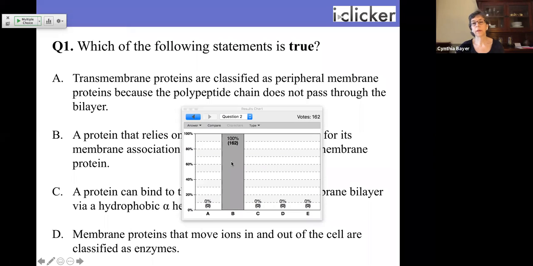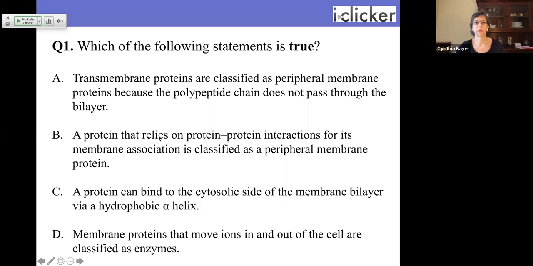And the one statement that is true would be B. The protein that relies on protein-protein interactions is a peripheral membrane protein. Transmembrane proteins are what we call integral proteins, right? Because they do pass the bilayer. So A is not correct.